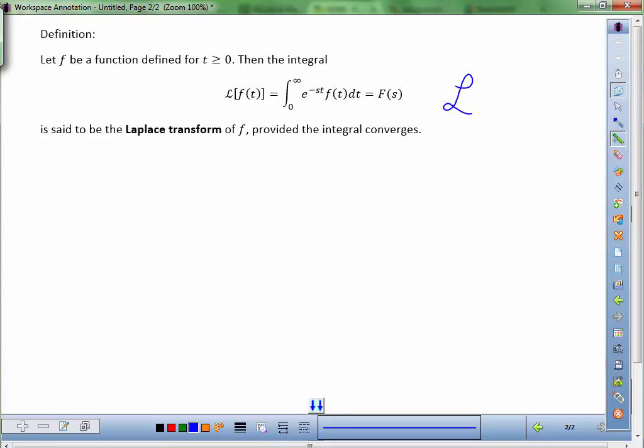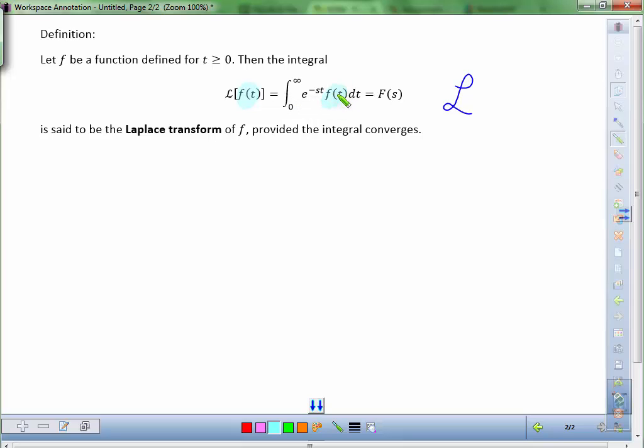So what you do is you take your f function, this is the function that you're dealing with, that's your f, and then you put it into this operator, this transformation. This is an integral transformation that uses an integral to transform your function. And a couple of other things to note.